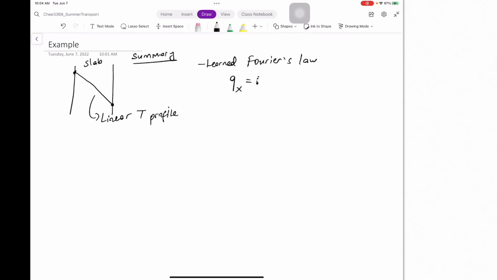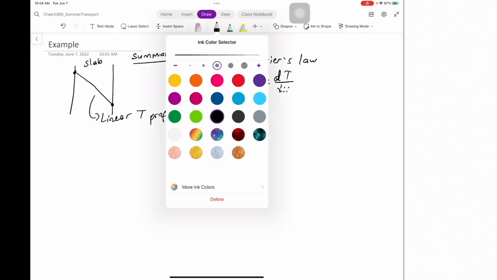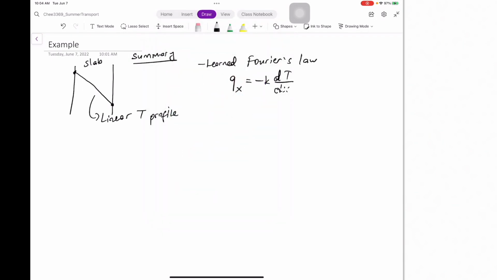K, the conductivity. I don't know why this is doing. Okay, K. Yeah, let's erase it. Okay. Minus K dT over dx. I don't know what's going on, but okay.